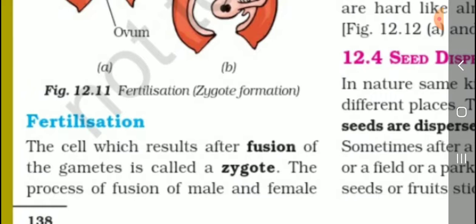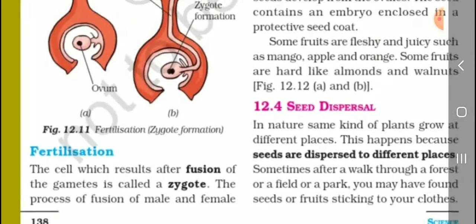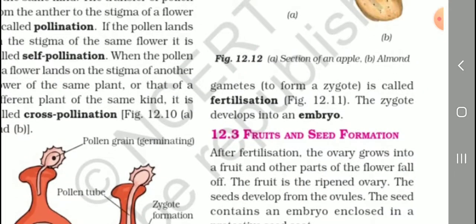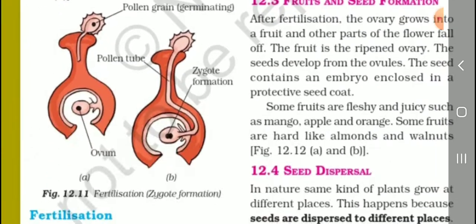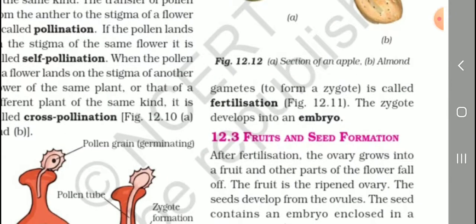What is zygote? The cell which results after fusion of the gametes is called zygote. The process of fusion of male and female gametes is called fertilization. Okay, what is fertilization? The process of fusion of male and female gametes is called fertilization.